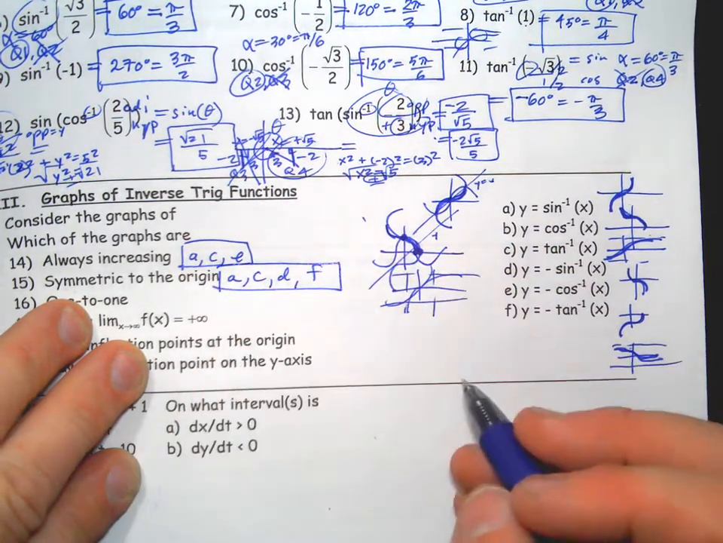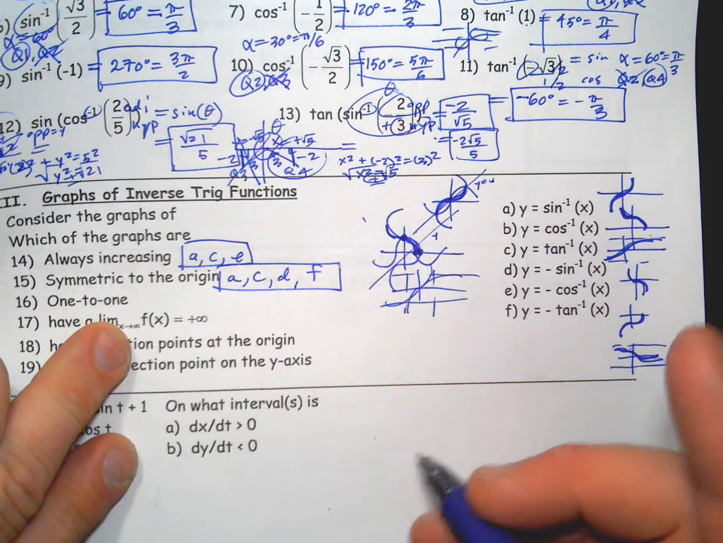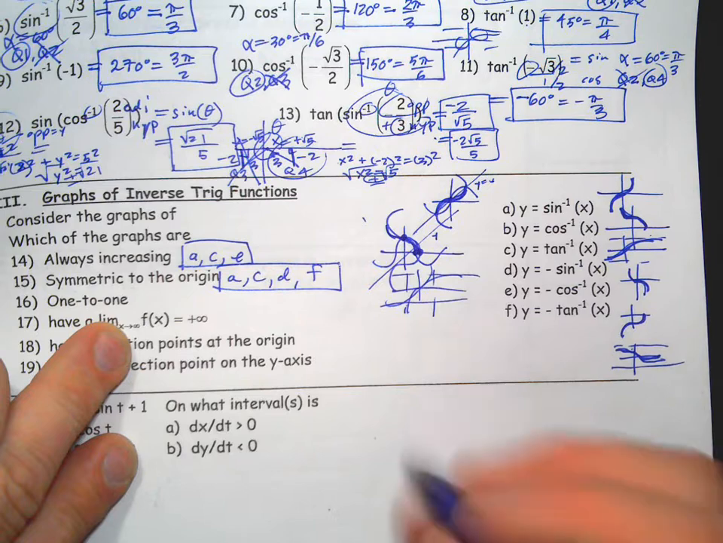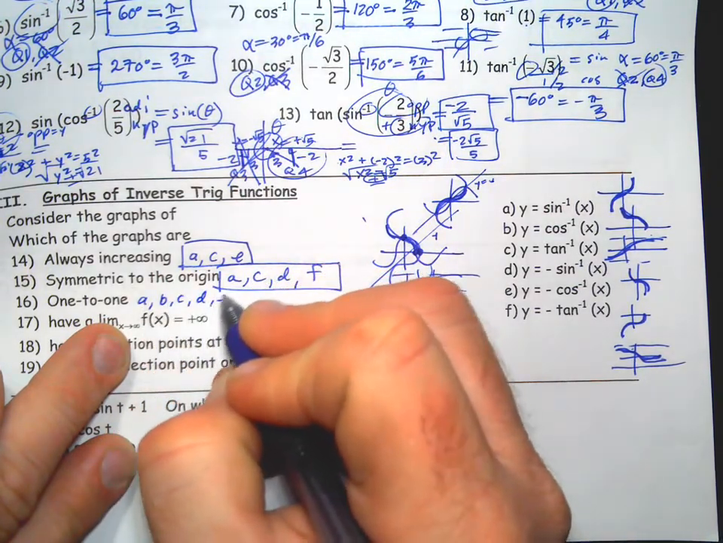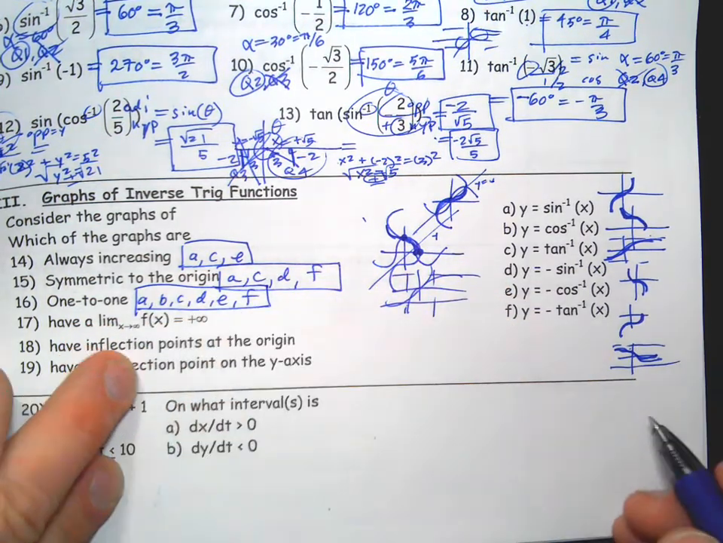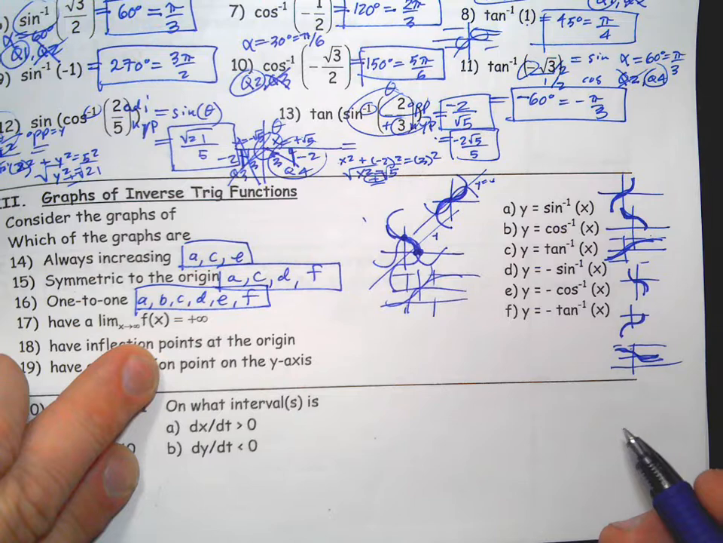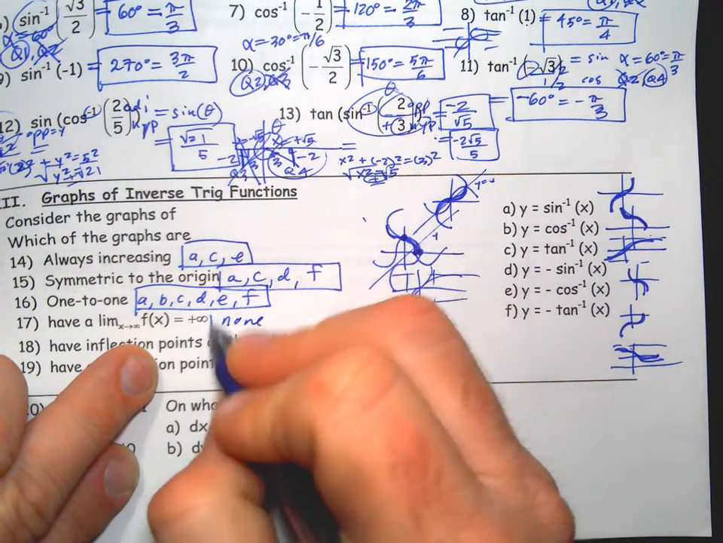So I'm just looking at these graphs. Okay, which ones are 1-to-1? So that means they pass the vertical line test and a horizontal line test. All of them. A, B, C, D, E, F. Which ones, as you take the limit to infinity, go to infinity? None of them. None of them blow up.